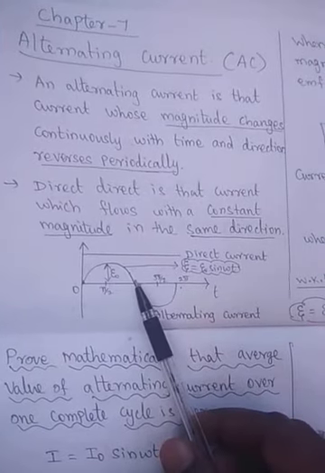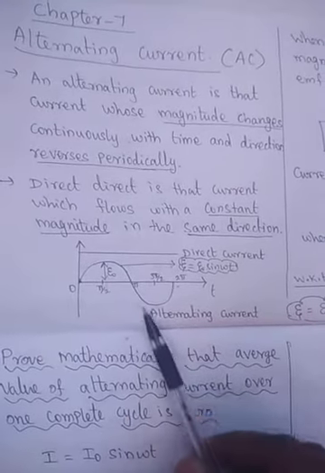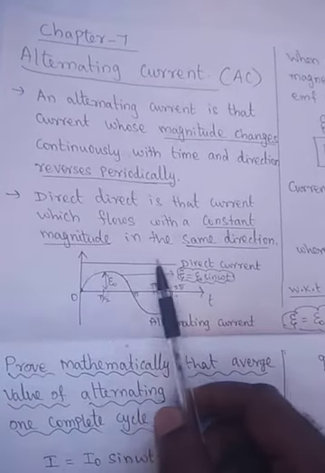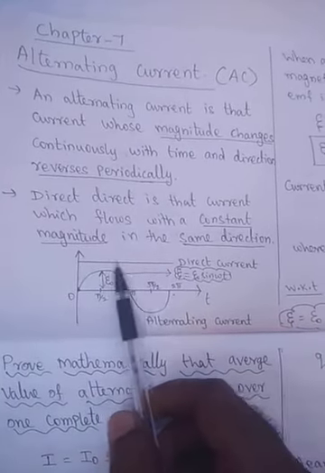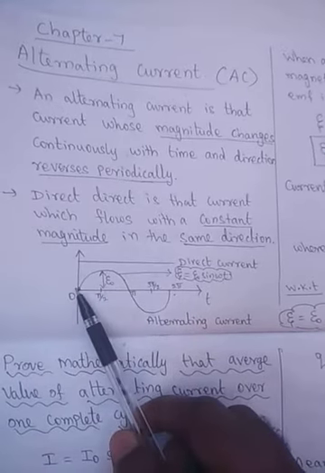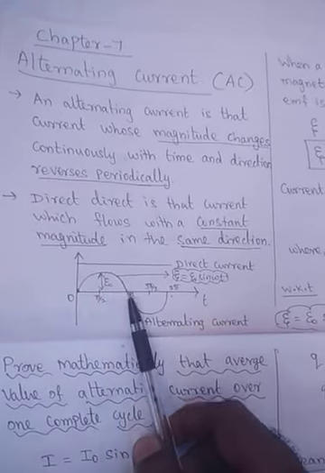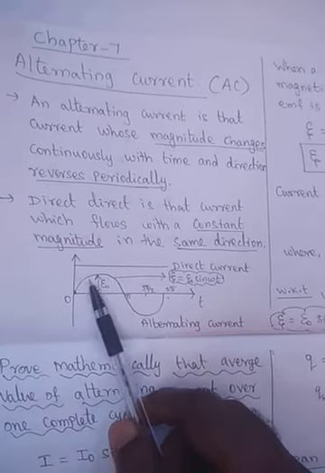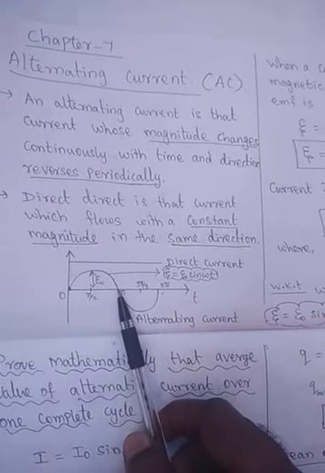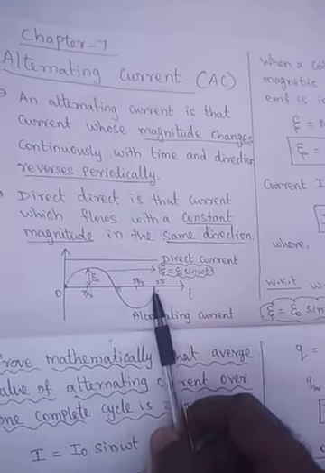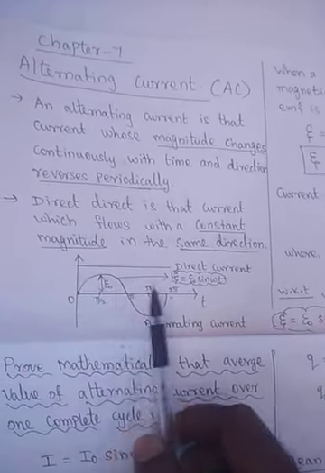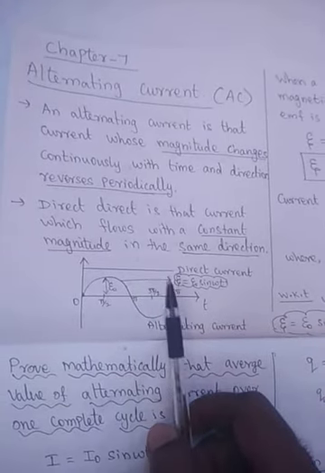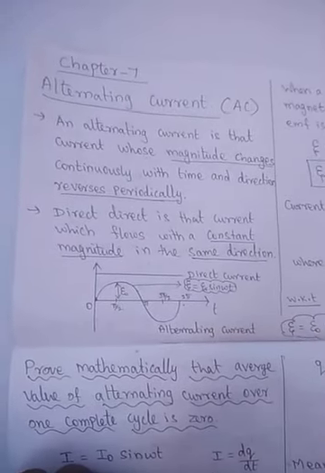This graph shows the alternating current and this is the direct current curve. The direct current magnitude does not change and the direction also does not change. But the alternating current magnitude changes with time. As time increases, the magnitude increases and comes to zero, again increases to a negative value and comes to zero, and the direction also reverses, upward direction, downward direction. So this is the alternating current.